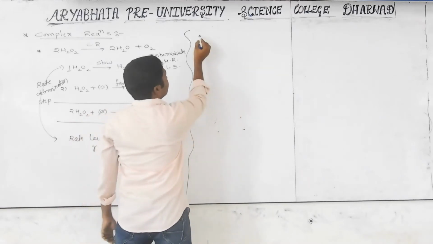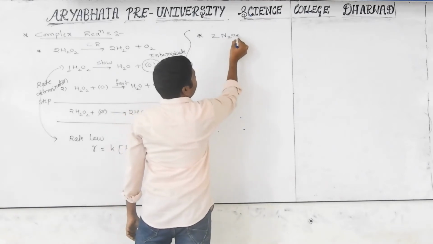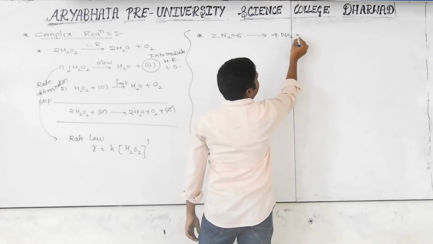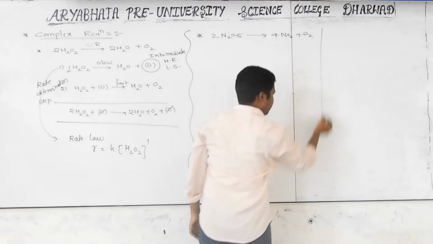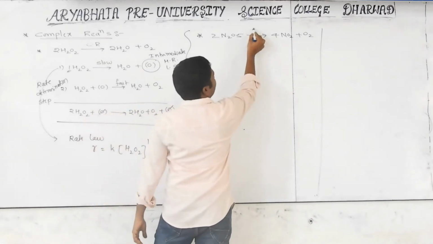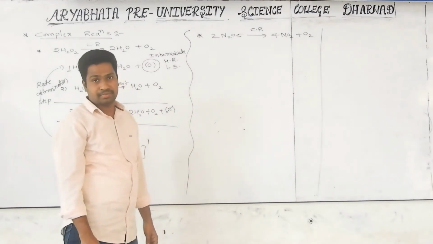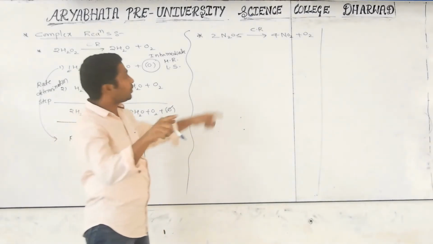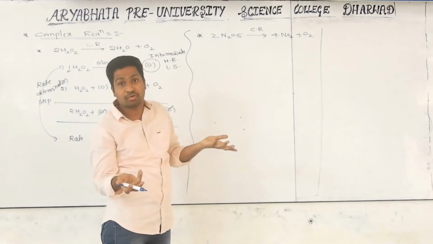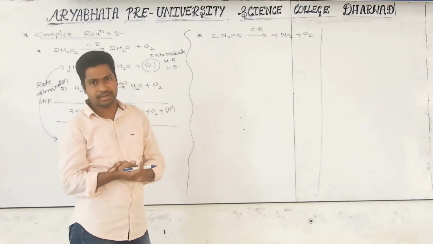Second one: 2N2O5 is decomposing into 4NO2 plus oxygen. Very important concept, you have to see carefully. It is a complex reaction. Immediately we should get an idea that it is taking place in more than one step. Then in the rate law, the power of N2O5 may be equal to 2 or some other number. We can't tell it is exactly 2. It is exactly 2 only in the case of an elementary reaction.